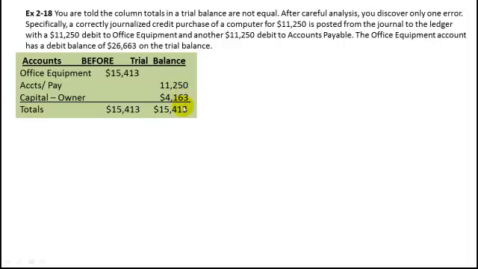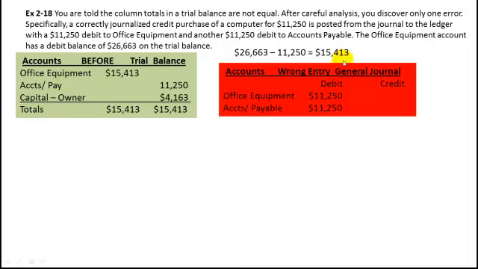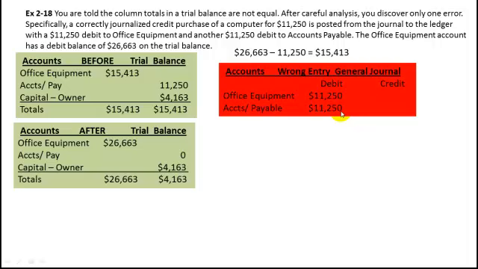And just to make this one balance, I plugged it with a capital account of $4,163 to make both sides $15,413. Now, I got this equipment balance of $15,413 by taking the trial balance number of $26,663 and taking out this equipment purchase of $11,250. So before this purchase, the office equipment account had $15,413. This entry was made incorrectly. It was a debit to office equipment for $11,250 and another debit to accounts payable for $11,250. So if you took this entry and combined it with this trial balance before, you'd end up with this.